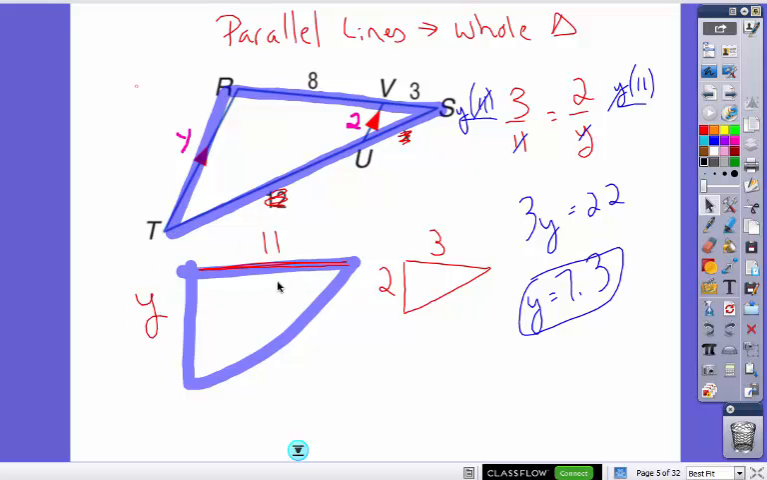After you've put the 8 and the 3 together to make the 11, then you can match up things like we've been doing in the lessons before. The 3 matches up with the 11, the 2 matches up with the y. Cross multiplying, 3y equals 22, and divide, and you get y equals 7.3. That is the biggest thing that students tend to mess up in this lesson. So make sure you understand that when the numbers are on the parallel lines, you have to redraw it and think of it as little triangles or big triangles, and then set up your proportions.